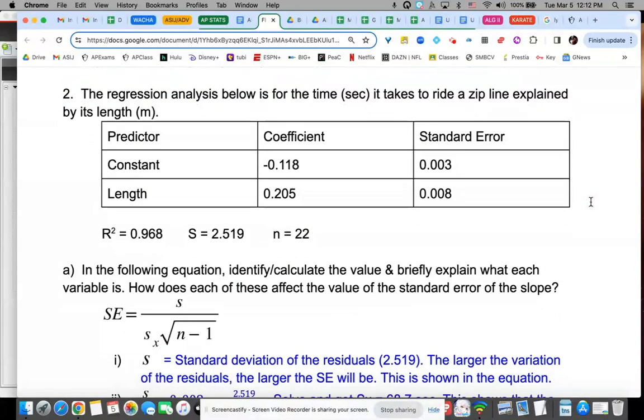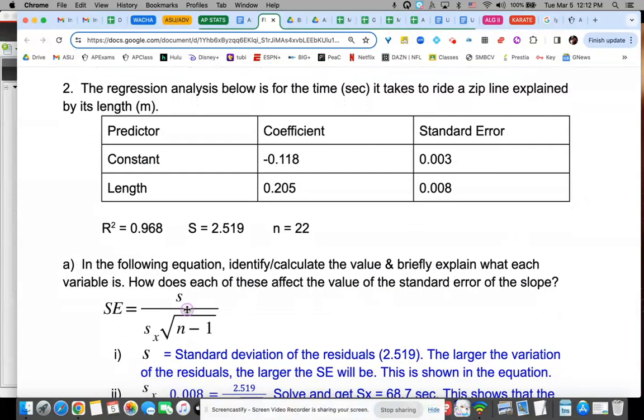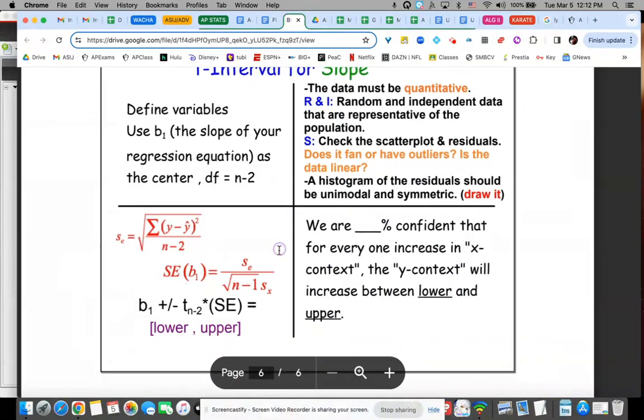All right, on to number 2. So in the following equation, here's our equation for standard error. You'll see that shows up when you're doing a confidence interval. That's the equation you want. And it has pieces. It has the standard deviation of the residuals. It's got your sample size in it. And it's got the standard deviation in the x.